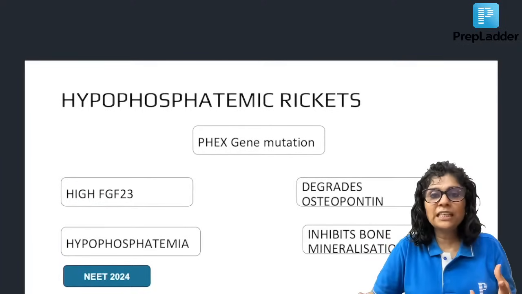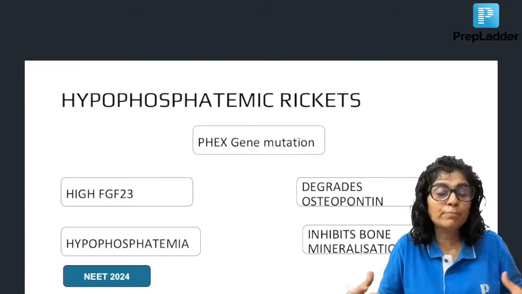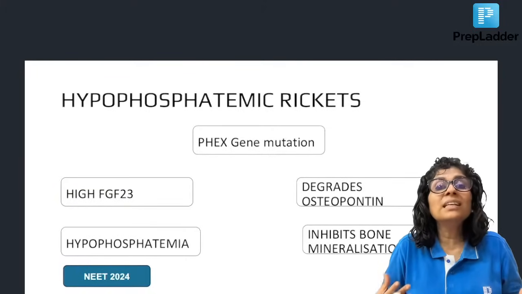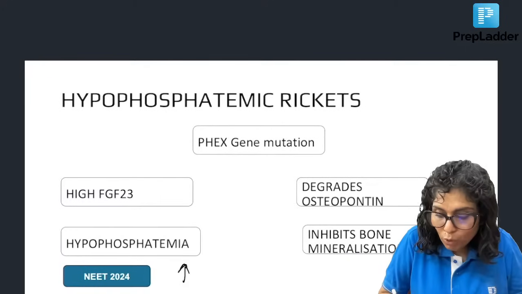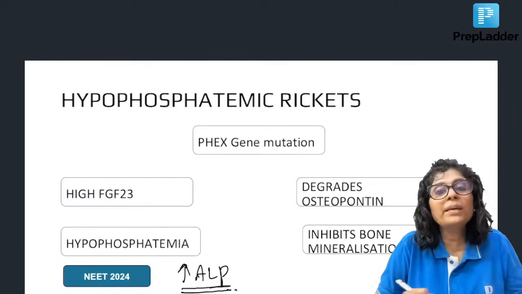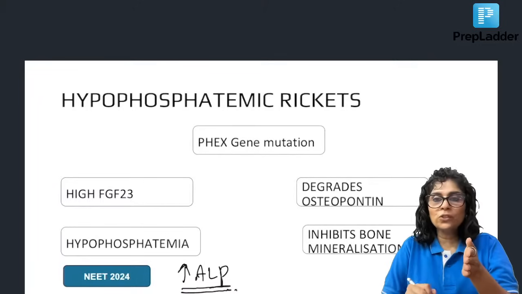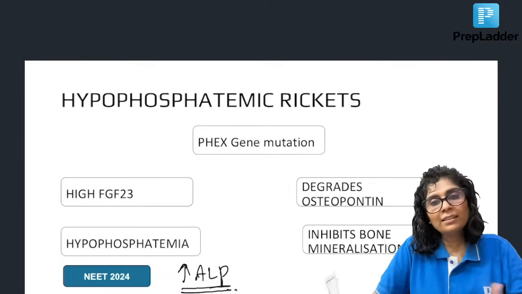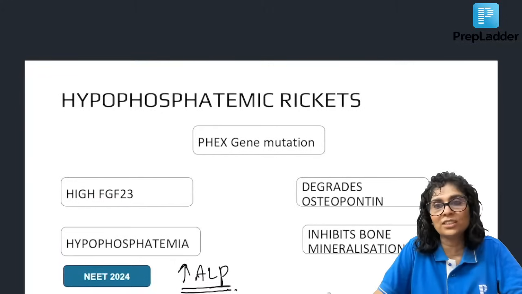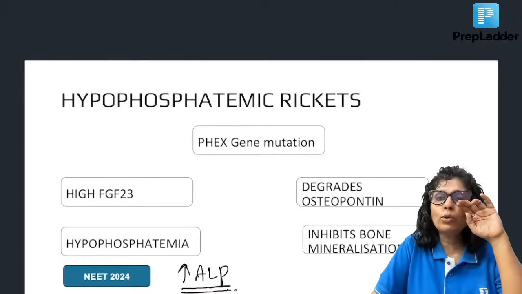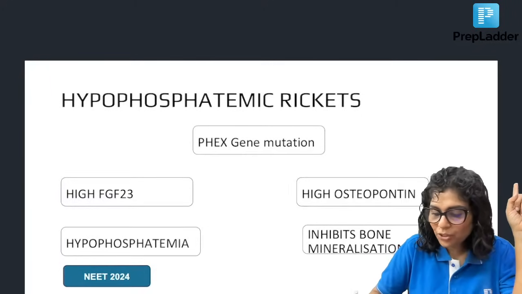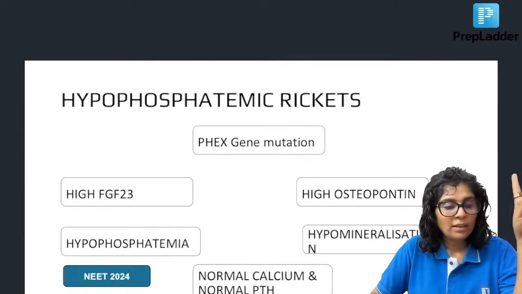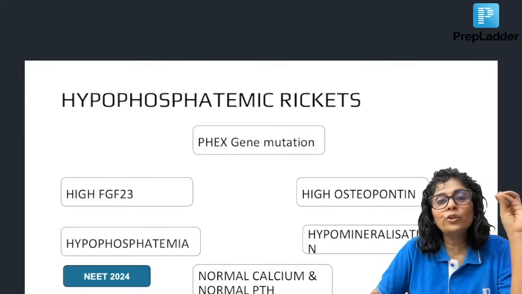Whenever there is hypophosphatemia, a bone mineralization defect happens because bone mineral is calcium phosphate. When there is low phosphate, there will be a bone mineralization defect. Whenever there is a bone mineralization defect, ALP level will be high. So here you see low phosphate, high ALP. And whenever there is inhibition of bone mineralization, again you see rickets-like manifestations. But what will happen to parathormone level and calcium? There will be normal calcium, right? There will be normal calcium, there will be normal parathormone. Do you all understand this? Normal calcium and normal parathormone.